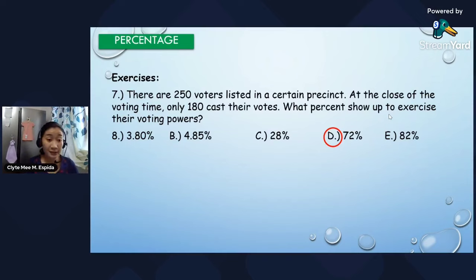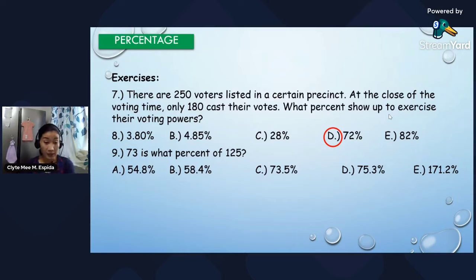Okay, let's have number 9. 73 is what percent of 125? It is the same as number 7. You're just going to simply divide. Let's have your answers. Number 9 is the same as number 7. Sorry, this was wrong.